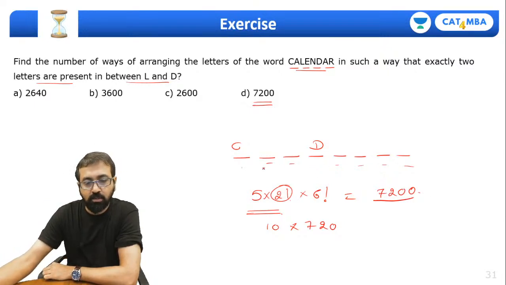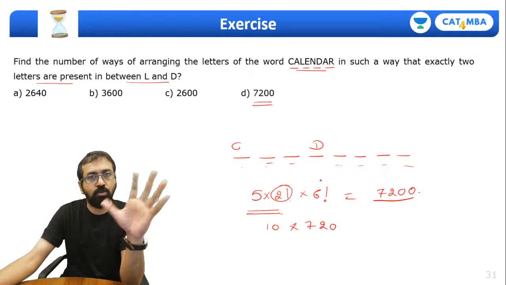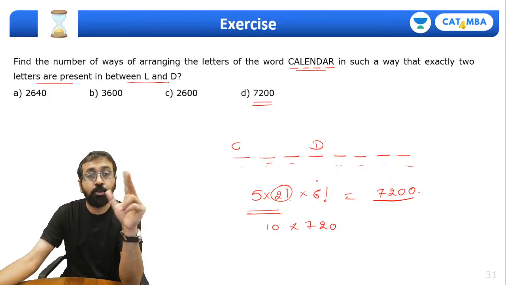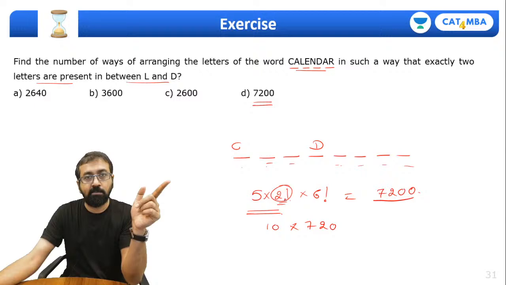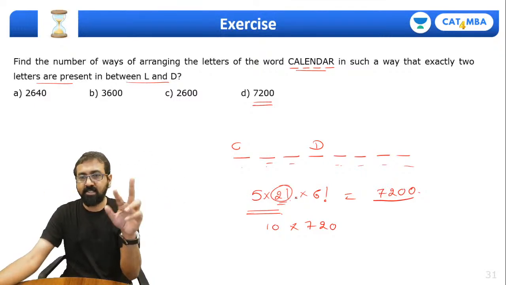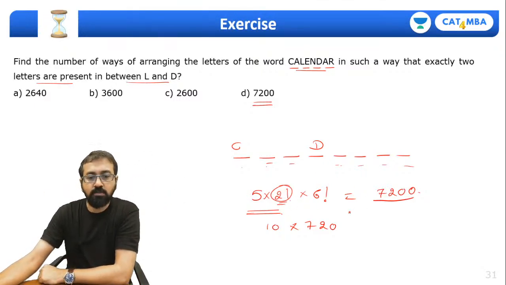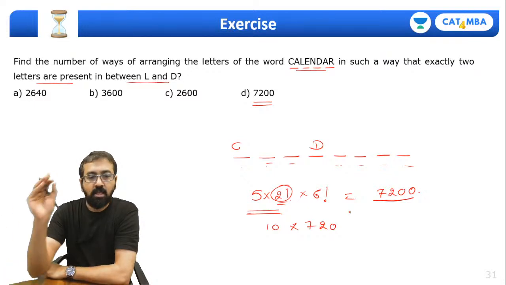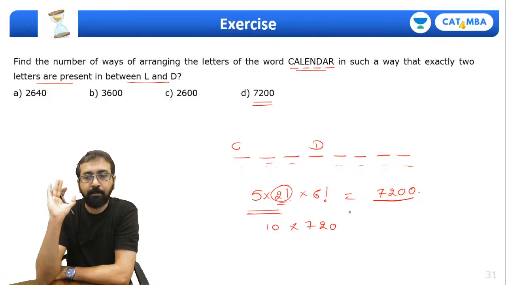Suppose you identified C and D can be over here, here, here, here. So 5 pair of positions you identified, but do not forget to multiply by 2 factorial, because it can be CD or DC, right? These are 2 different ways. So this will be your answer. Everyone, are you clear with this?